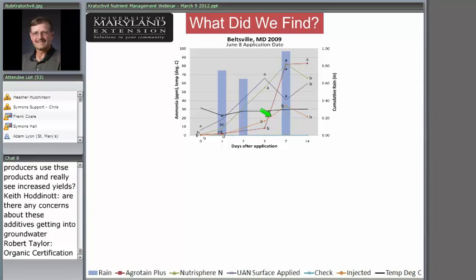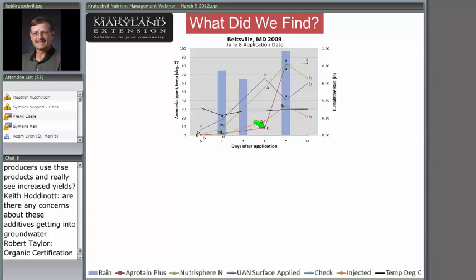The orange line right here is our injected treatment of UAN. This is where you would expect to see little ammonia loss. However, we did see some as we moved out across the 2-week period, but it was much lower than what we saw with UAN that was surface applied. This line that pretty much parallels UAN is Nutrisphere N. The loss with Nutrisphere N across the 14-day period was very similar to the loss that we saw with UAN surface applied with no product.